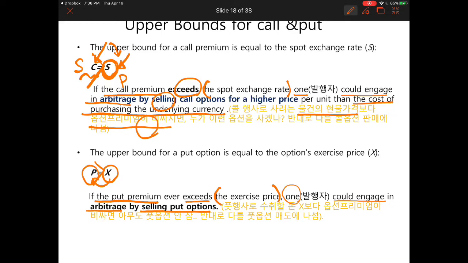Even if the writer won, the potential purchaser of the put option will not come to me. That's the reason. Let me speak in Korean.